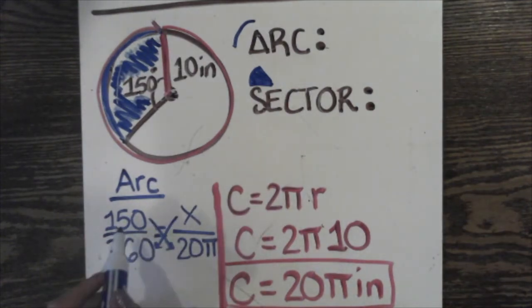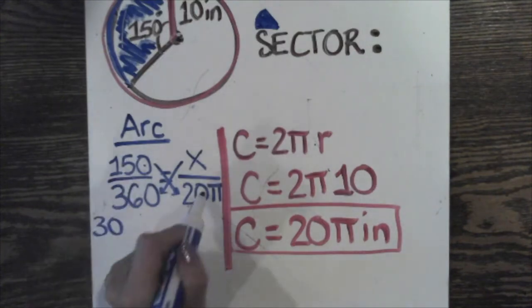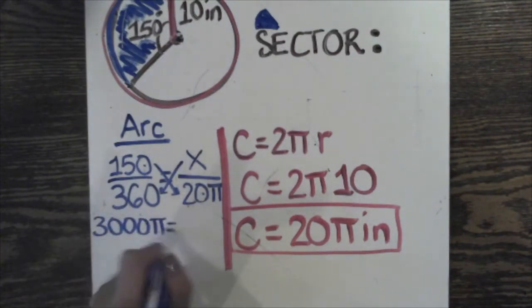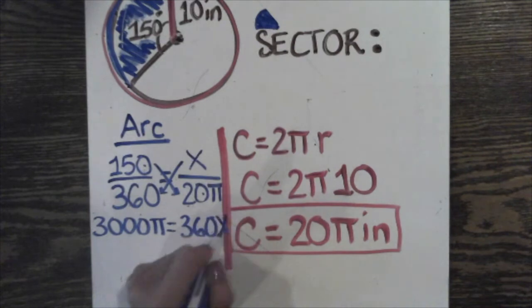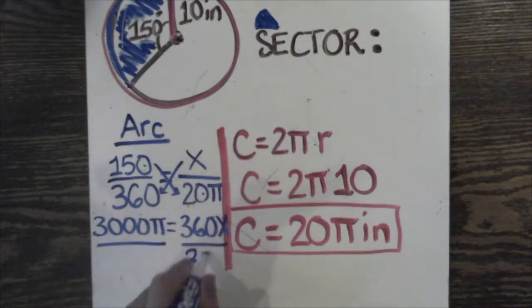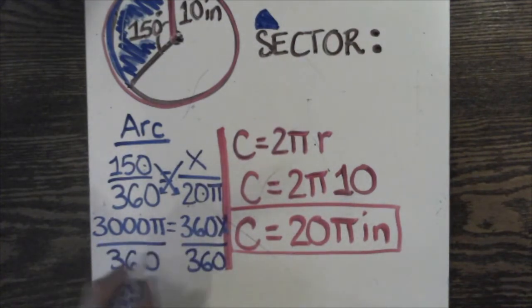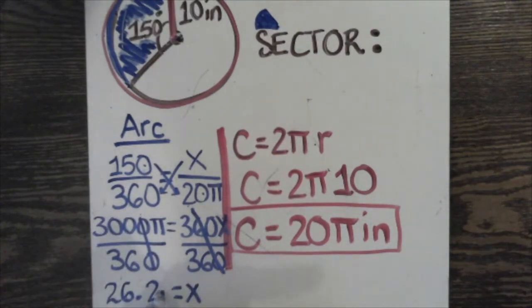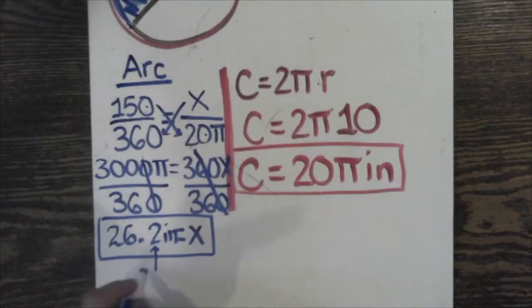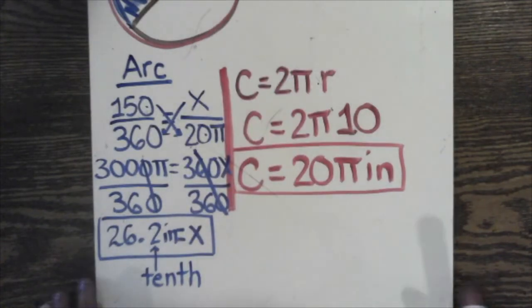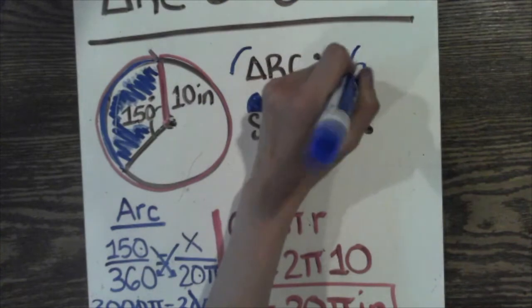Now, 150 times 20 is 15 times 2, which is 30, and I add the 2 zeros and put the pi right behind, and then multiply 360x. 360 gets divided on both sides, and that gives me 26.2 inches. This is rounded to the nearest tenth. 26.2 inches is the length of my arc.